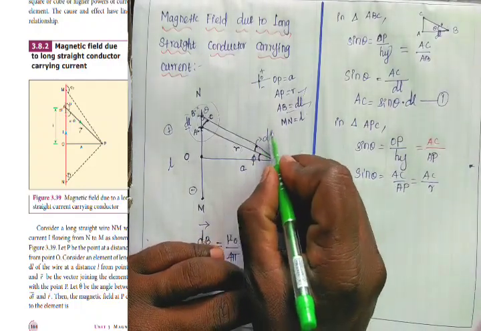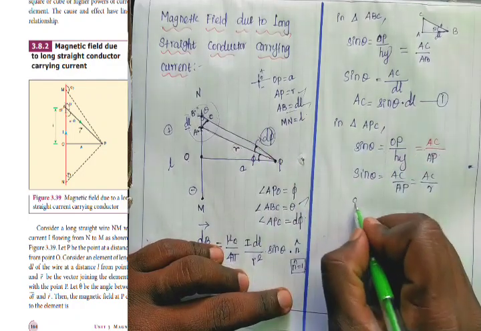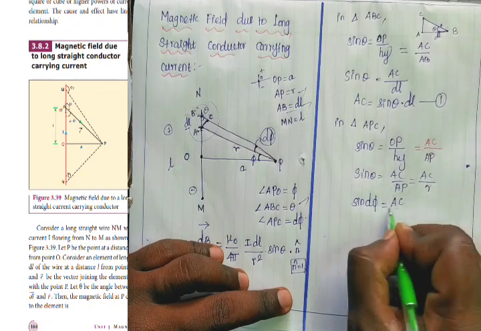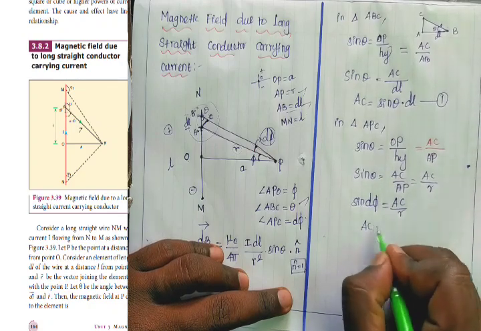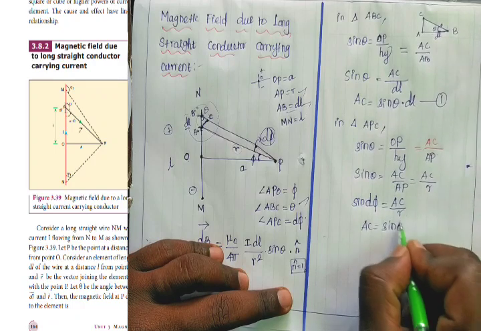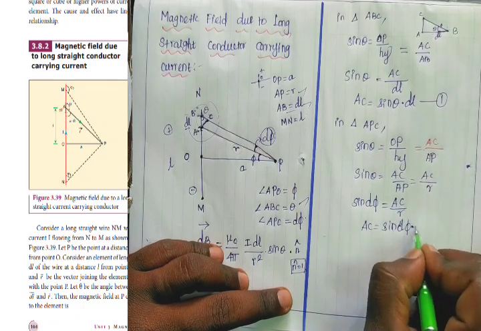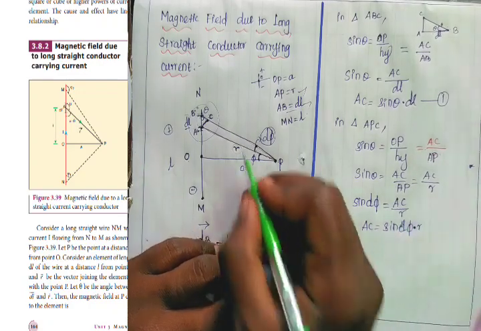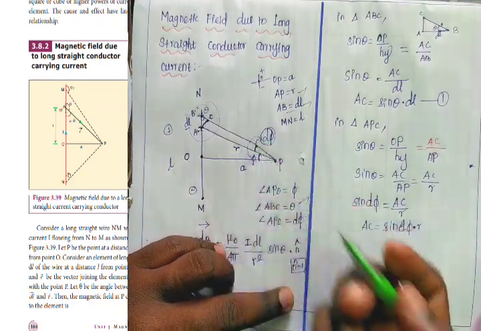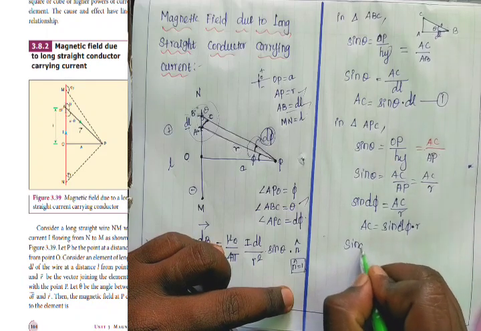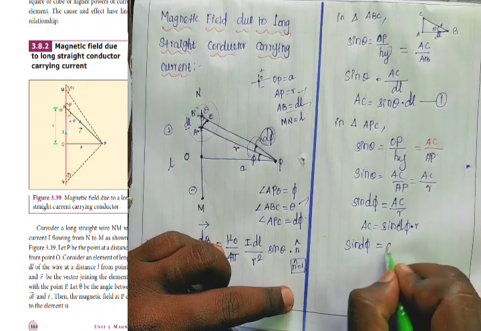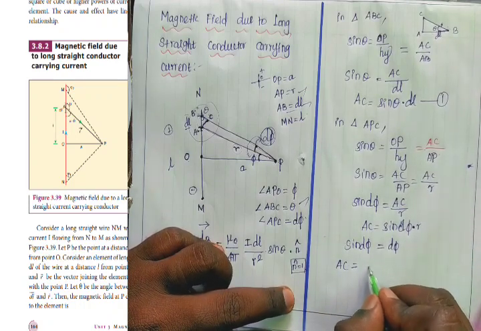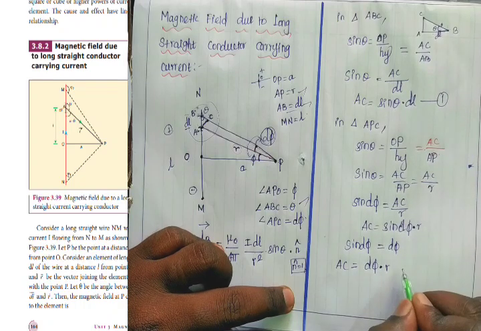Here the theta value is d phi, so sin d phi is equal to AC divided by R, or AC is equal to sin d phi dot R. Here the d phi value is very small compared with pi, so sin d phi is equal to only d phi. So AC is equal to d phi dot R.